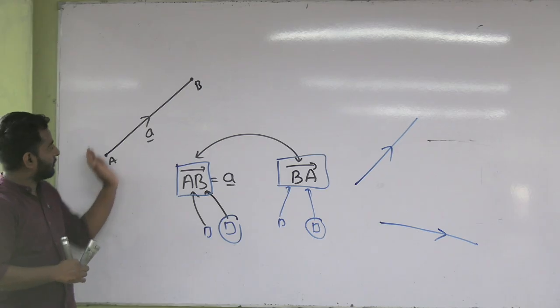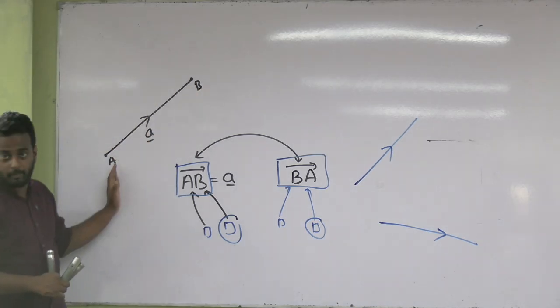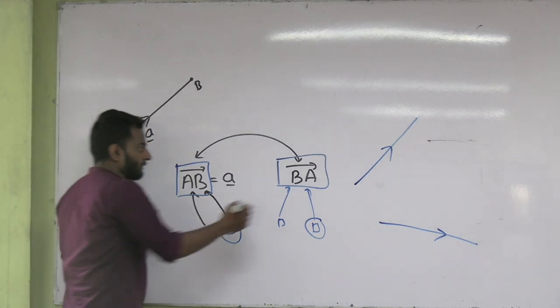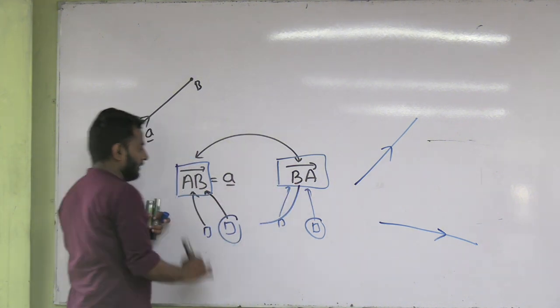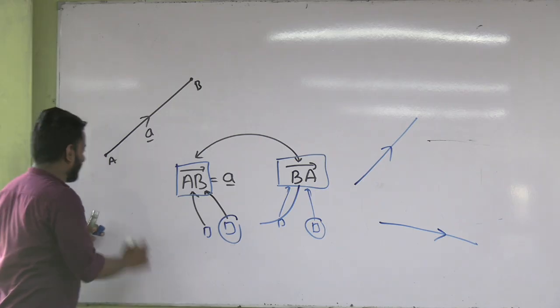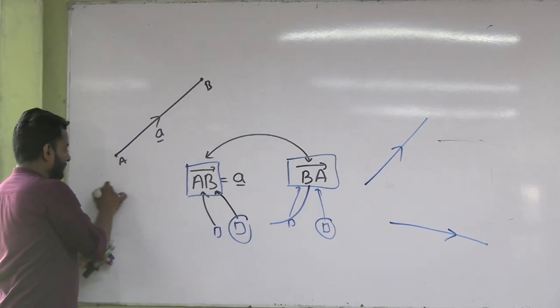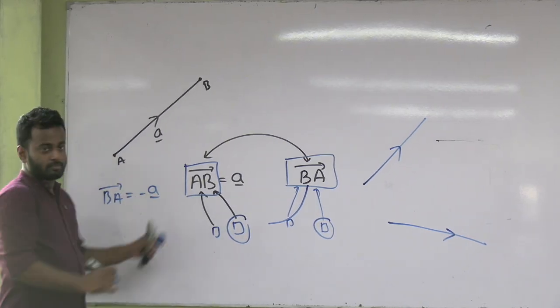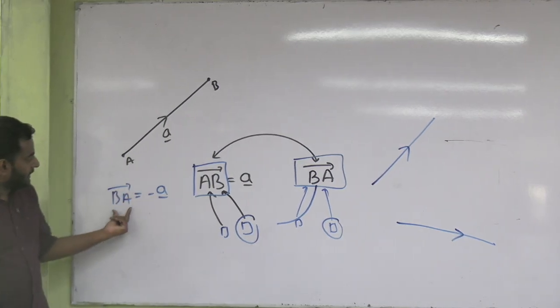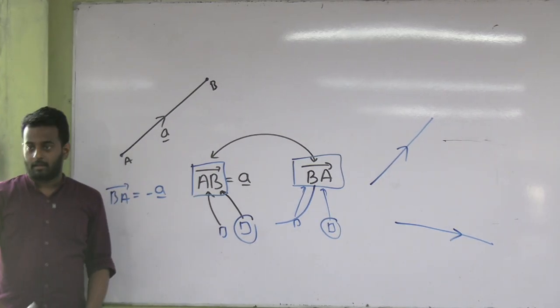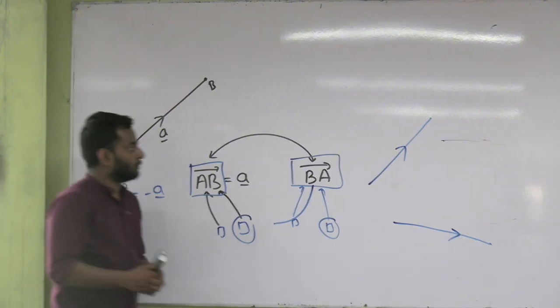So AB is from here to here and BA is directly opposite. So the opposite vector with the equal magnitude of AB is called BA. So if AB is simple A, we can write BA as minus A. Just multiply it by minus 1. So we call this the reverse vector of AB. Are we good with that? We'll move on to another example.